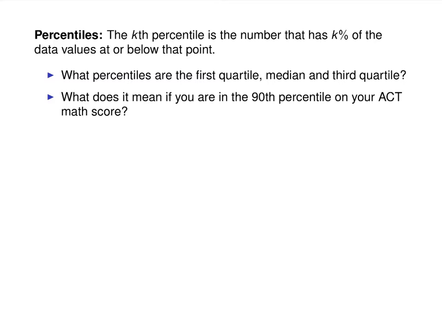Now the next thing, just a little bit of vocabulary that maybe you've seen before, something called a percentile. Now the kth percentile is the number that has k% of the data values at or below that point. So if you're in the first quartile, that's the first 25%, which means you're at the 25th percentile. If you're at the median, half of the values are at or below that point, so that's the 50th percentile. And if you're in the third quartile, that's the first 75% of the data, that's the 75th percentile.